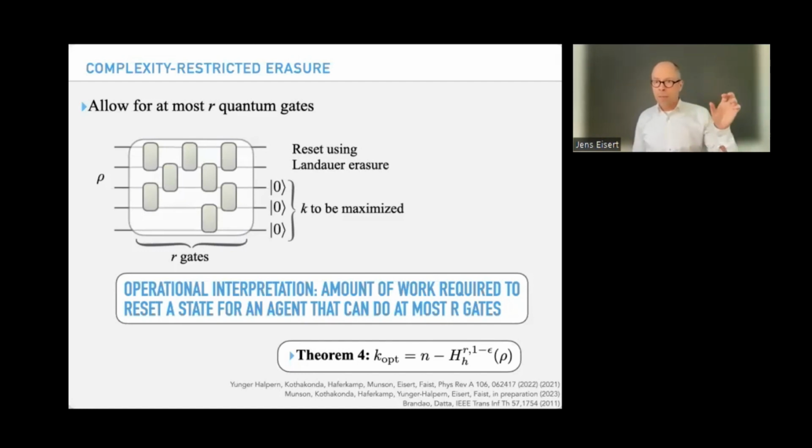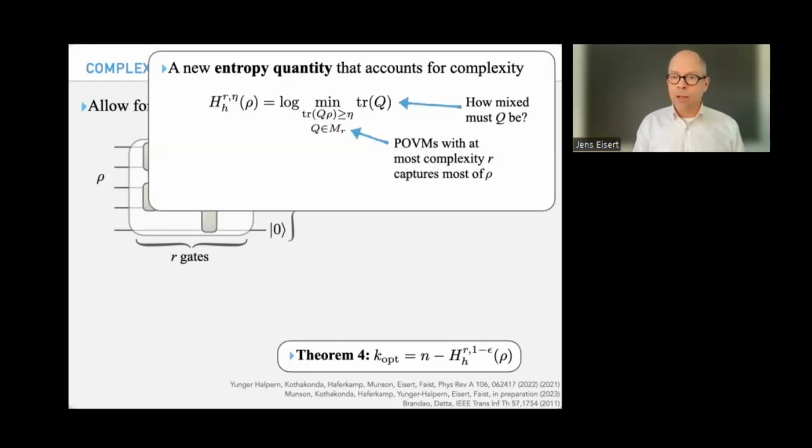So there's a complexity-restricted notion of a hypothesis testing entropy, which is the kind of entropy that's in the focus of all this. Let's have a look at this new entropy quantity. There's a new paper coming out, hopefully anytime soon, that in a very elaborate fashion looks at all the properties of this entropy in a more mathematically minded way. It's a new hypothesis testing type entropy that accounts for notions of complexity.